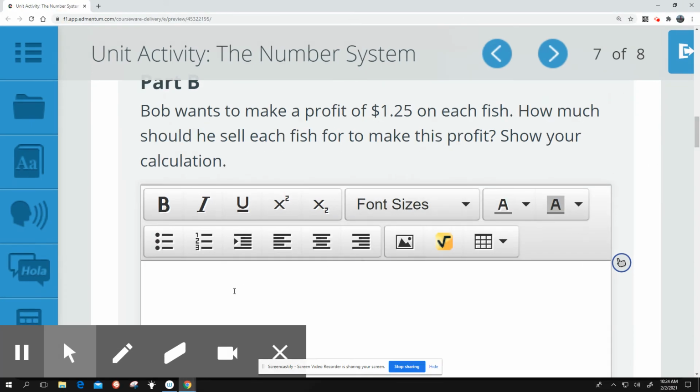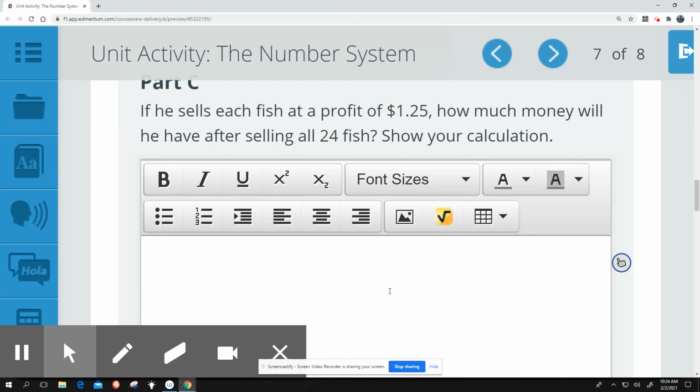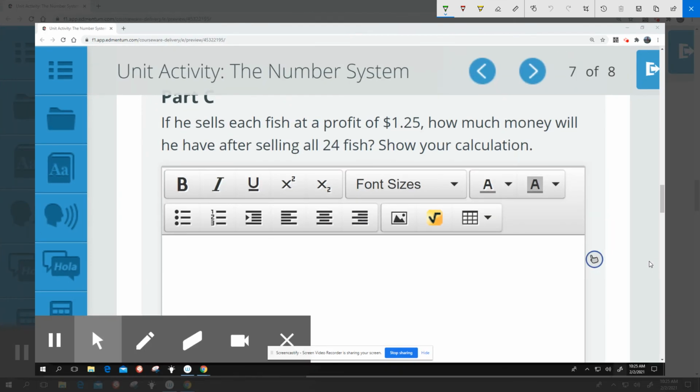So what I want you to write is 2.14 plus 1.25 equals 3.39. And the students were asking what the profit was, but they're actually asking for the total amount that he's going to get. So we're going to ignore this because we want to get this done. So we're going to multiply 339 times 24. And that's going to give us the amount that he has.